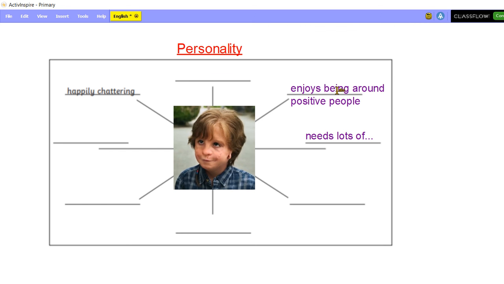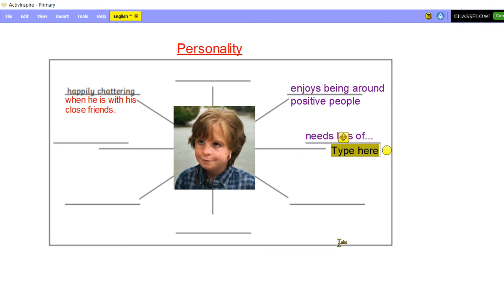Everything like that. So I've started off by just saying happily chattering. And I might add there when he is with his close friends. Enjoys being around positive people, and that's just because they are going to be a little bit kinder to him, maybe. Needs lots of. Now, what could we have here?